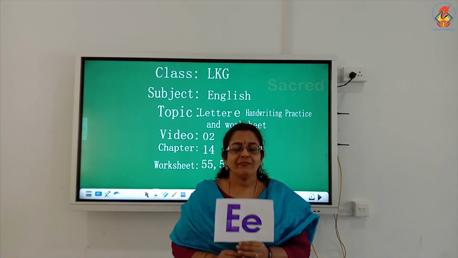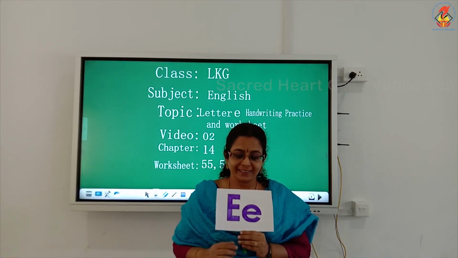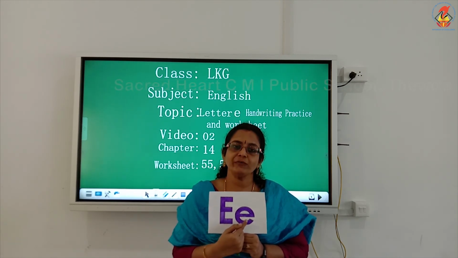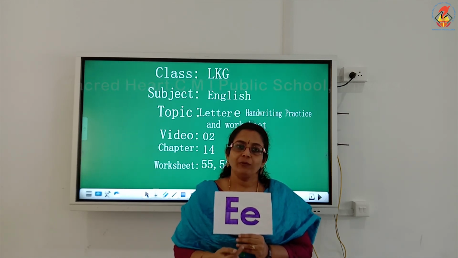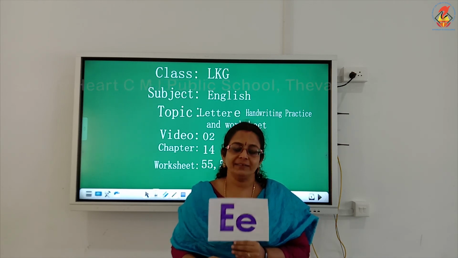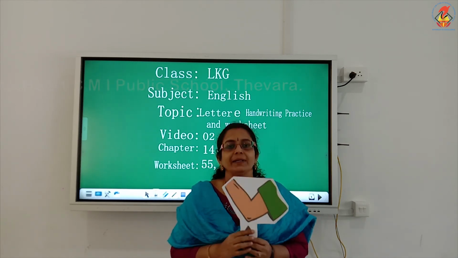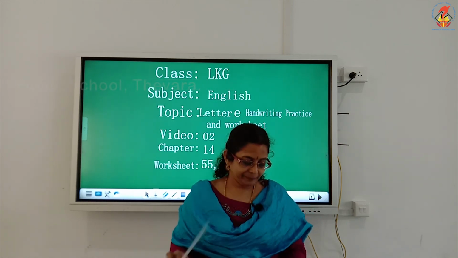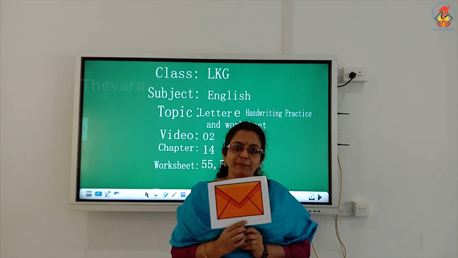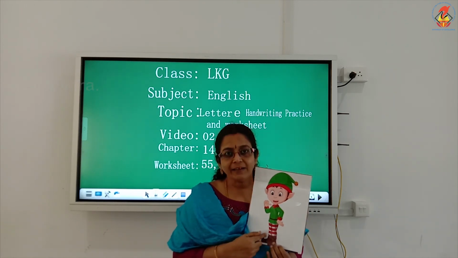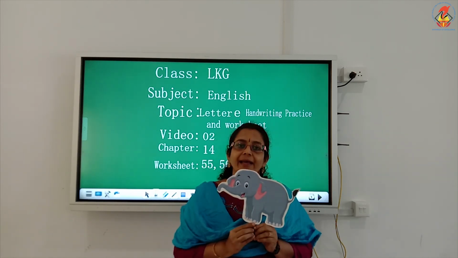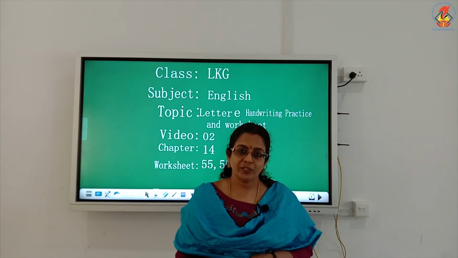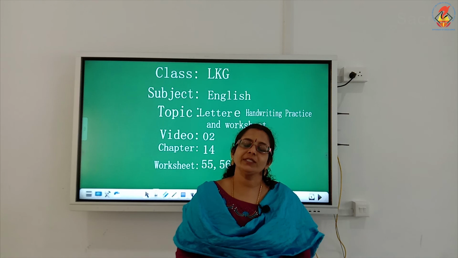So children, we learnt letter E. This is capital letter E and small letter E. The sound of the letter is A. Can you repeat? A, elbow; a, egg; a, envelope; a, elf; a, elephant; a, engine. So children, you have to say the words using the phonic sound.